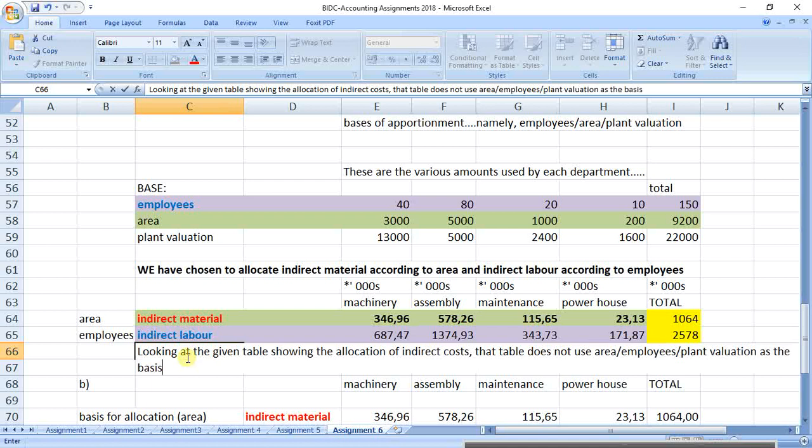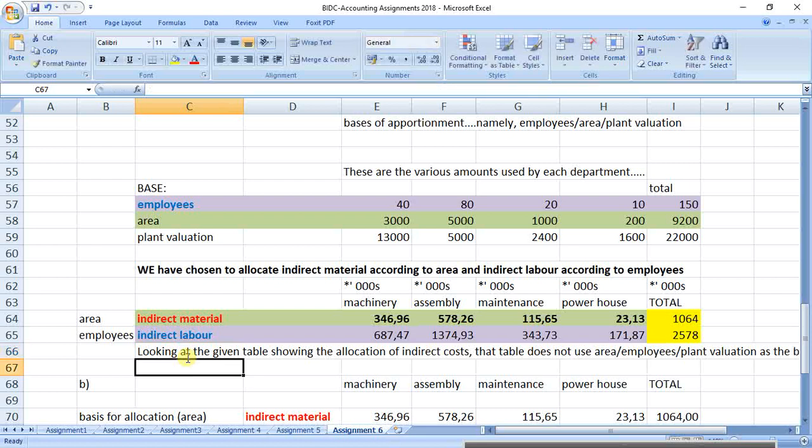as the basis. What do you mean that table? Which table do you mean? This table that's given in the question. Yeah, looking at the given table. So given table, what they gave you.